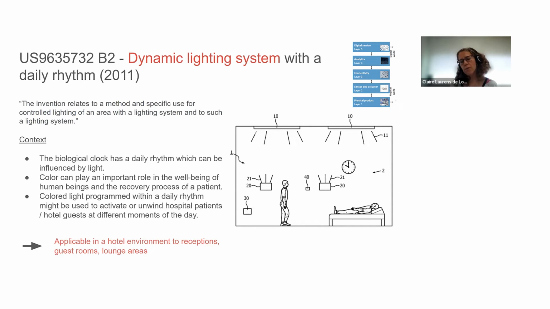And you have in hospitals or in guest reception also the need for the people to feel well, the guest or the patient to feel well, and for the staff to be alert. So you have to play on the light so that this is fitting both needs. So this system is applicable in receptions, desk receptions of the hotels, on the lounge, so that people feel well.